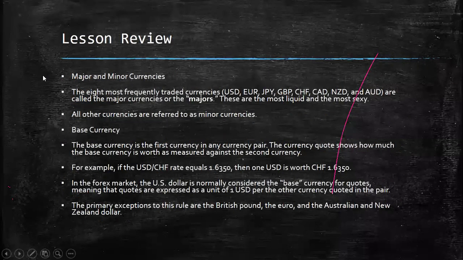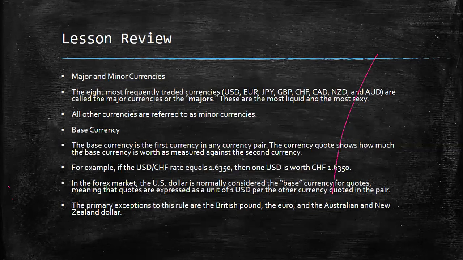All right, so here's the lesson review, guys. The major and minor currencies, the eight most frequently traded currencies are the USD dollar, the euro, Japanese yen, British pound, Swiss franc, Canadian dollar, New Zealand dollar, and Australian dollar. Okay, those are the majors.